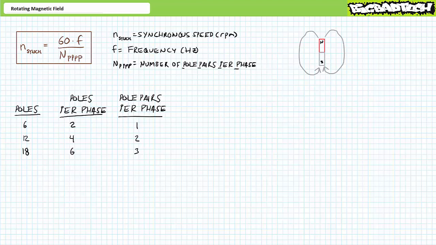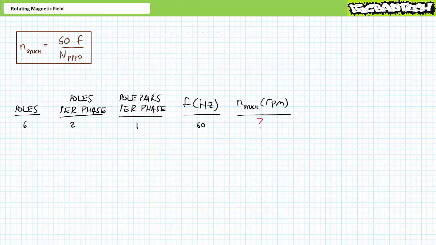There is a defined relationship between the term poles, poles per phase, and pole pairs per phase, and these terms are not equivalent with one another, nor can they be used interchangeably. Now that we've clearly defined these terms, let's try a couple simple examples of the synchronous speed formula. Consider a stator with 6 total poles, 2 poles per phase, or a single pole pair per phase, operated at 60 Hz. An application of the synchronous speed formula demonstrates the speed of the rotating magnetic field produced by the stator revolves at 3,600 revolutions per minute.